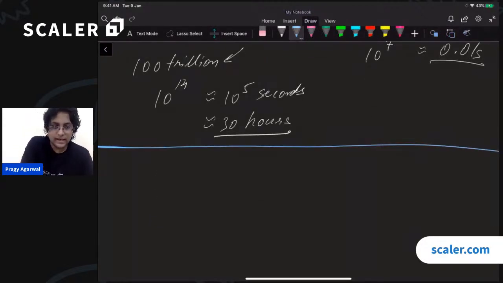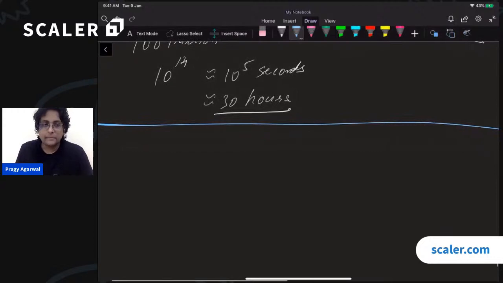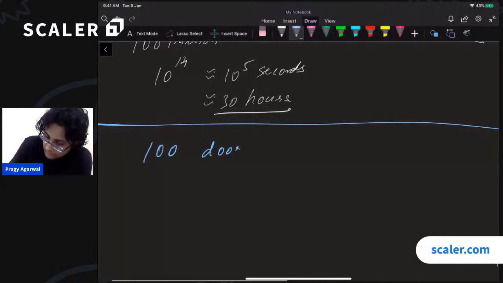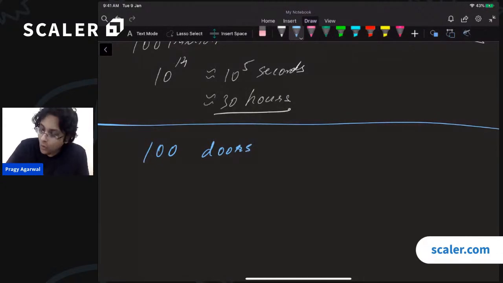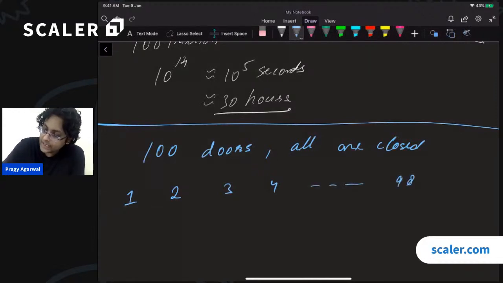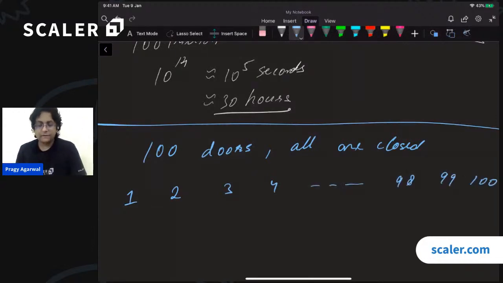So I hope this is clear to everyone. Now let us move on to a related question. Suppose that we have 100 doors, and all these doors are closed. So we have door number 1 over here, door 2, door 3, door 4, all the way till 98, 99, 100. We have all these different doors, and initially all of them are closed.